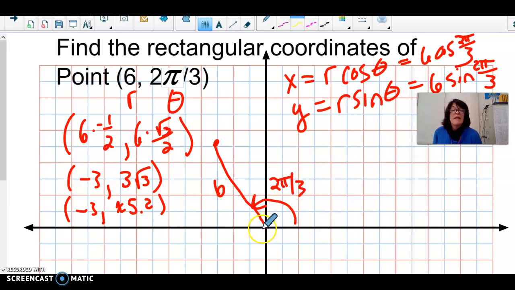That's what we're saying. If I either plot the point negative 3, 5.2, that's the rectangular point, or I go an angle of 2 pi over 3 and draw a line that's 6 from the origin and put a dot there. Either way, the same. Okay, there's only one rectangular coordinates that go with this. Okay, we're done. Negative 3, 3 root 3.